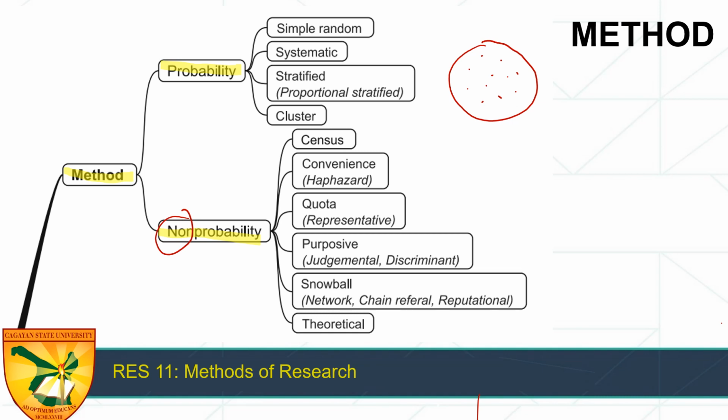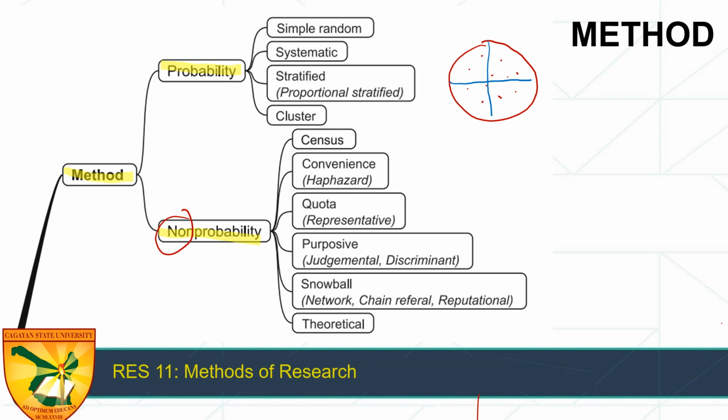For stratified random sampling, you actually have strata. So you have groups for this one, and you select from each of the strata. It's divided into two or more strata, and the aim of this sampling is to enhance representativeness.